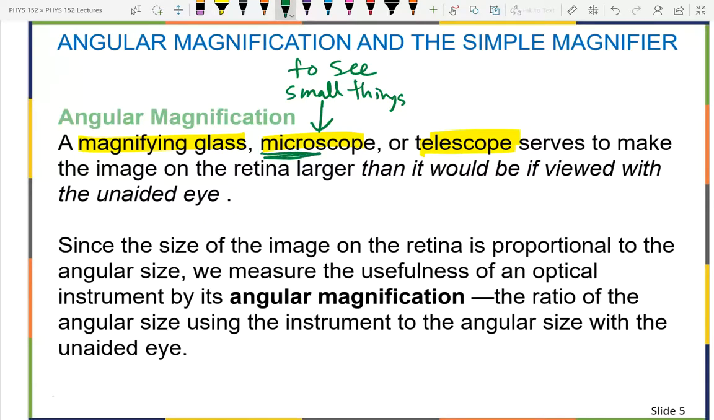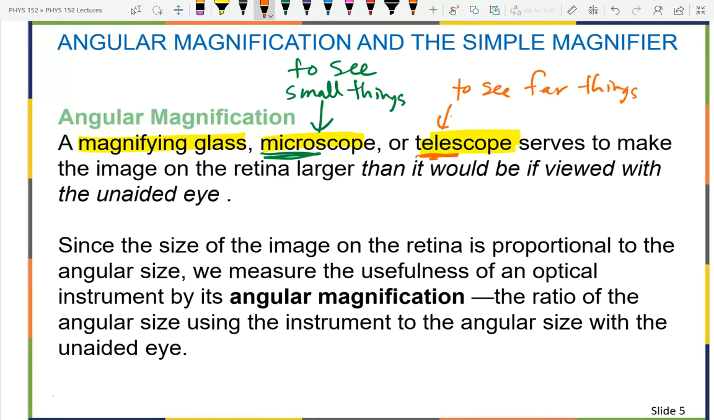Micro is a prefix that means small. What is the point of a telescope? To see far things. So tele means far. So the purpose of a microscope and a telescope, I mean, when I was a kid, I thought that they were opposites. That a microscope was for small things and telescope was for big things. That's not really the purpose here.